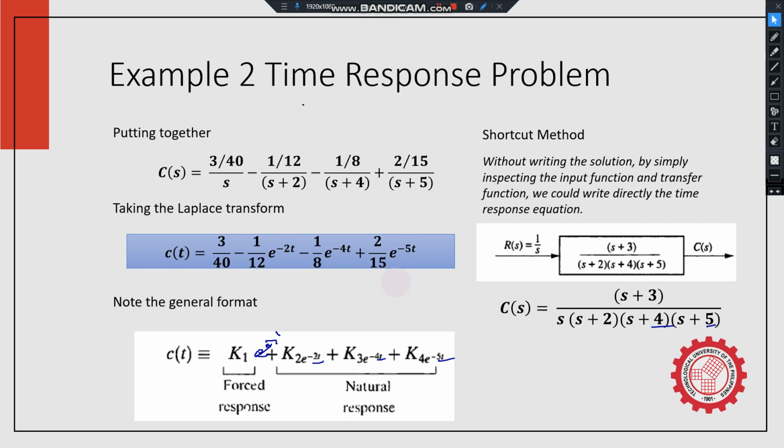Okay, so meaning to say we could write it right away. Okay, our time constant. So let's proceed to the mathematical graph of our example.